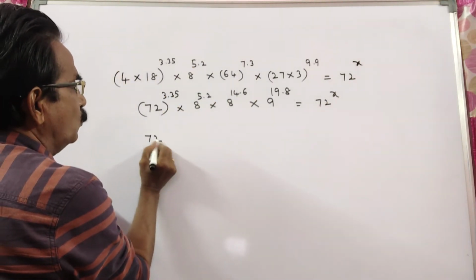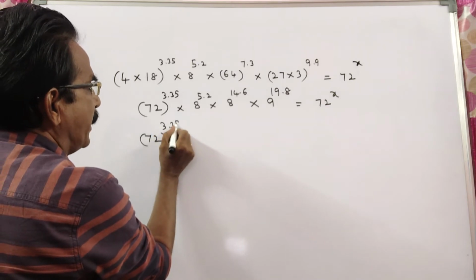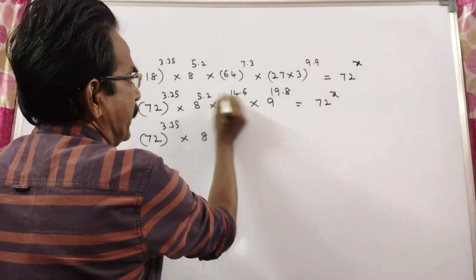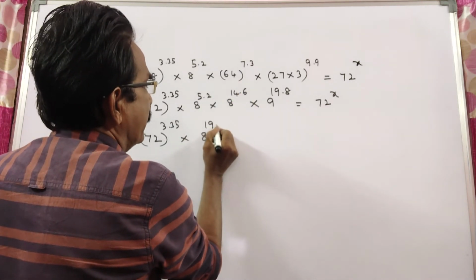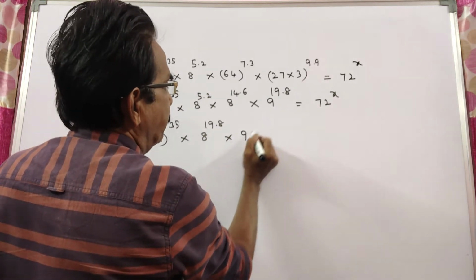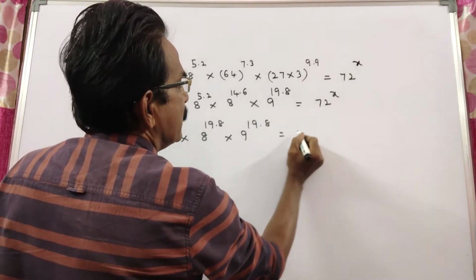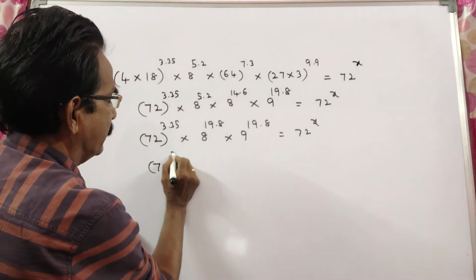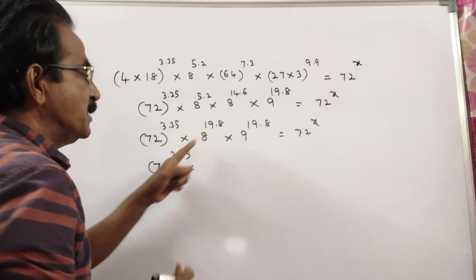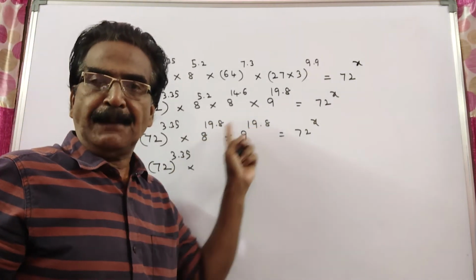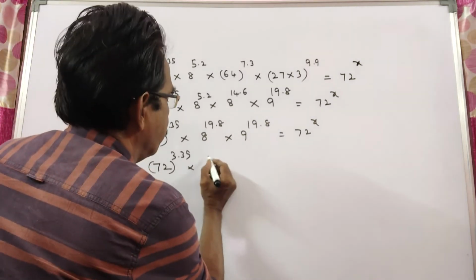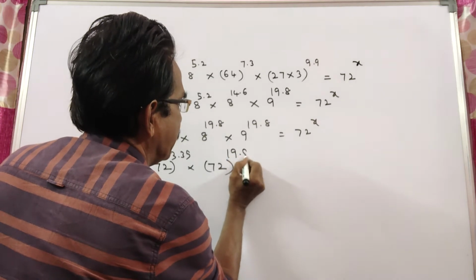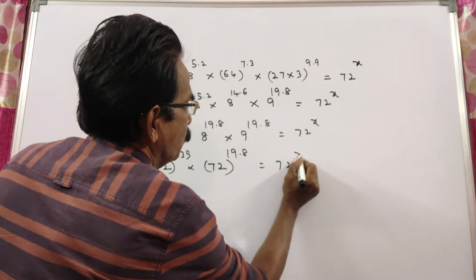See friends, 72 whole power 3.35 into this is equal to 8 power 9.8 into 9 power 19.8, equal to 72 power x. Using a power m into a power m, a power m into b power m, that is (ab) whole power m, that is 8 times 9, 72 whole power 19.8. This is equal to 72 power x.